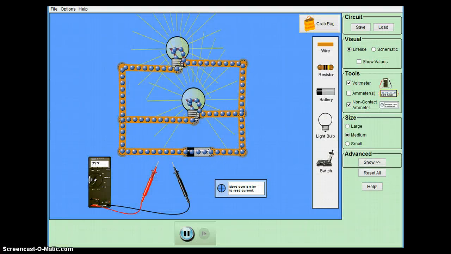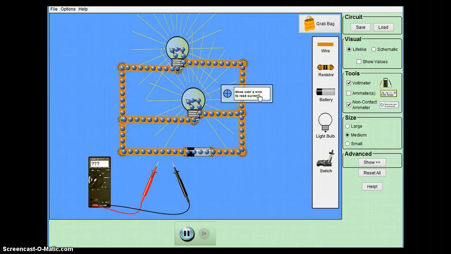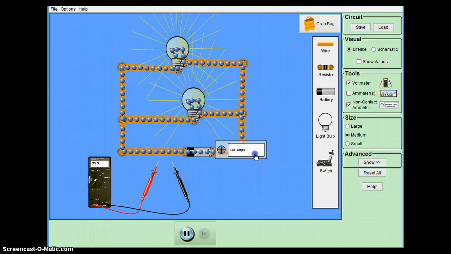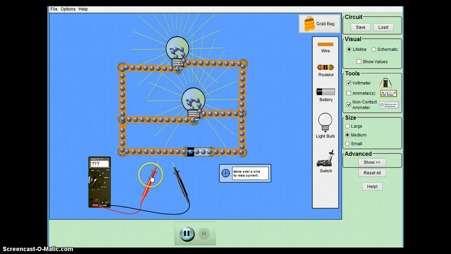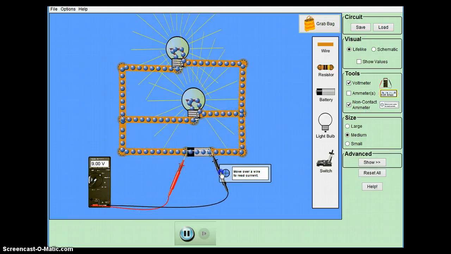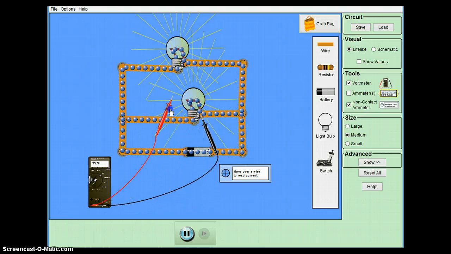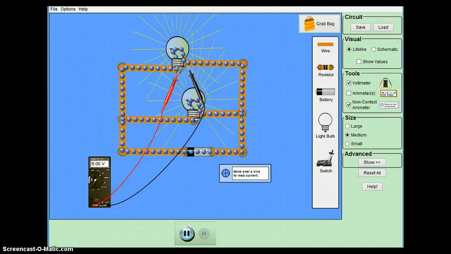Let's take a look at a parallel circuit using the simulator. We know that the current total is equal to the sum of the parts, so let's check. 0.9 amps, 0.9 amps, and 1.8 amps. And this makes sense because 0.9 plus 0.9 is 1.8. Okay, and the voltage should be equal to each other. So this is 9 volts here, this is 9 volts here, and this is 9 volts here as well.